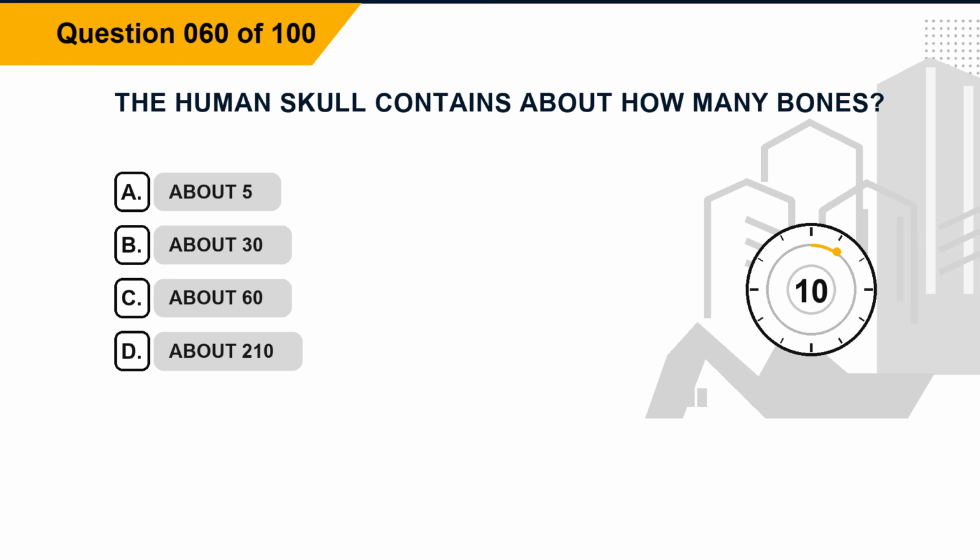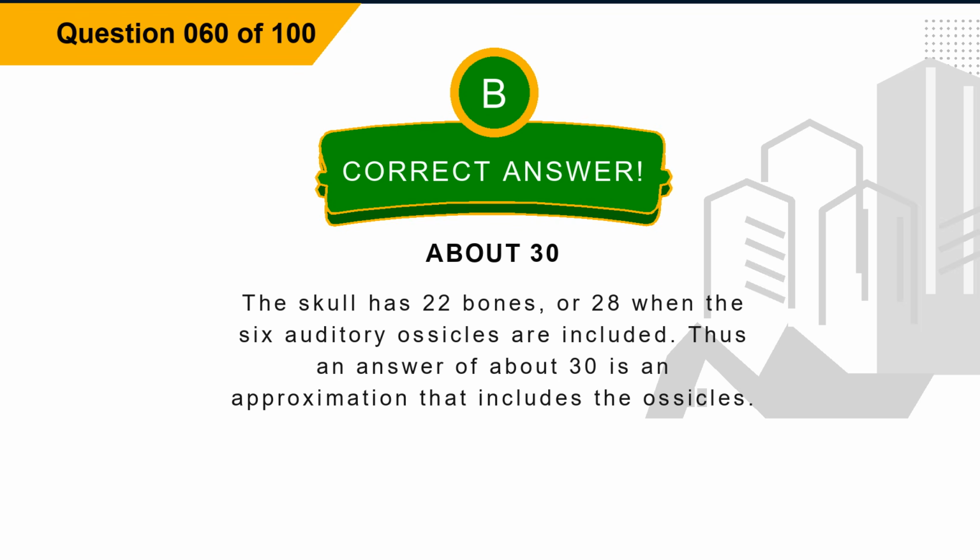Question 60. The human skull contains about how many bones? Option A, about 5. Option B, about 30. Option C, about 60. Option D, about 210. The correct answer is option B, about 30.